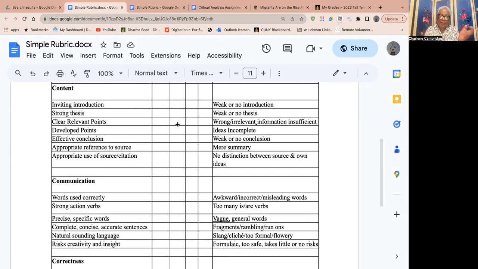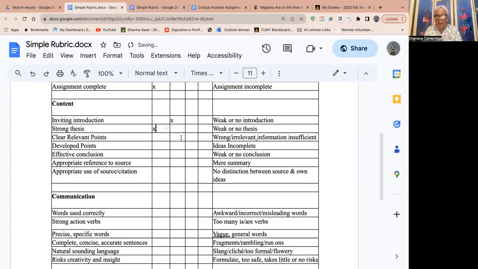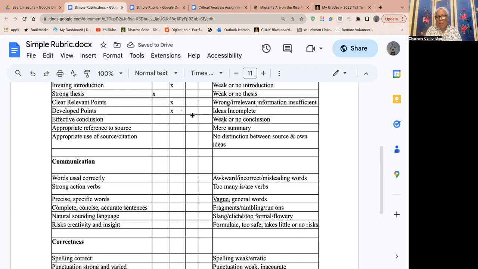Now for content, well, your introduction was a little boring, but your thesis was excellent. You had insufficient evidence. But it wasn't bad evidence. You just didn't really develop your points. So if you have insufficient evidence, you didn't develop your points. Your ideas seem incomplete. Your conclusion was the regular American conclusion. So I'm not going to hold that against you for this paper, but maybe at a later paper, when you do your research paper and you really need to have a proper conclusion, I'll hold it against you.